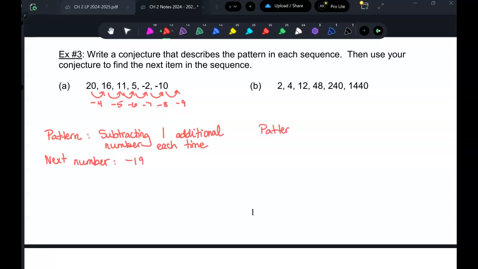How about the next one? Anybody want to help me out here? Go ahead, Jade. Each number multiplies by 1 more than the other. Good. So this is like times 2 times 3. So now we're multiplying by 1 additional number each time.